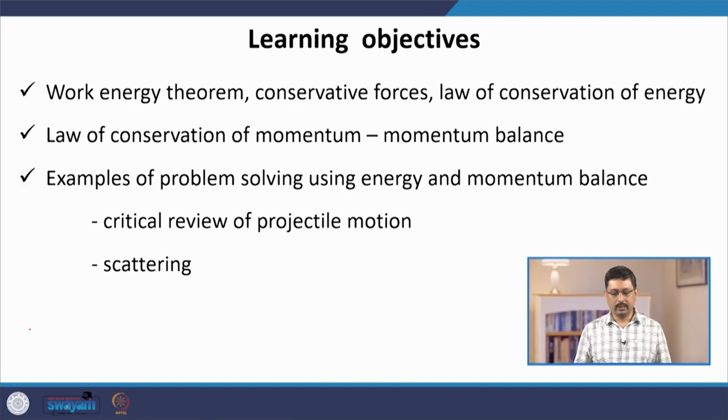We are going to discuss first the conservation of energy. So, we are going to discuss the work energy theorem and then define the conservative forces, which some of you may or may not already be familiar with from high school, and then we will talk about the law of conservation of energy. After that we will discuss the momentum balance, or the law of conservation of momentum.